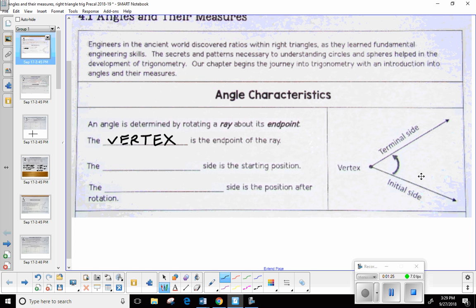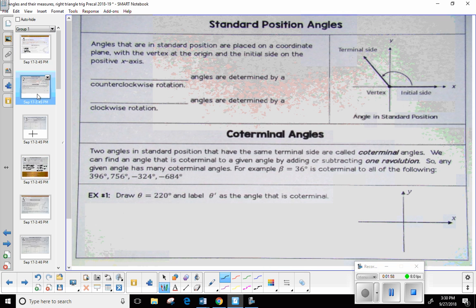The initial side is the starting position. Whether you rotate clockwise or counterclockwise, we begin in the initial position. And the blank side is the position after rotation. Well, that is the terminal side, the position after rotation. So whether you're moving a certain number of degrees or a certain number of radians, as we're going to talk about tomorrow, where you stop, that's your terminal side.